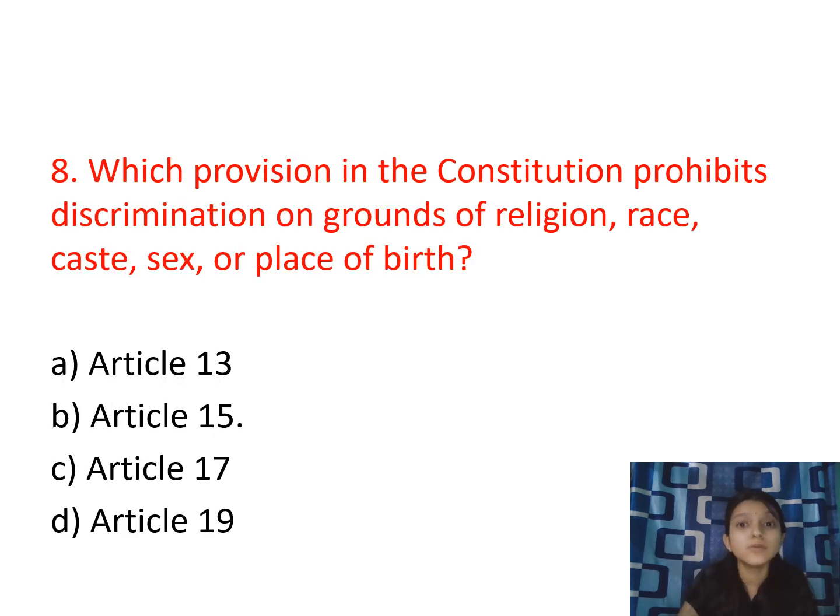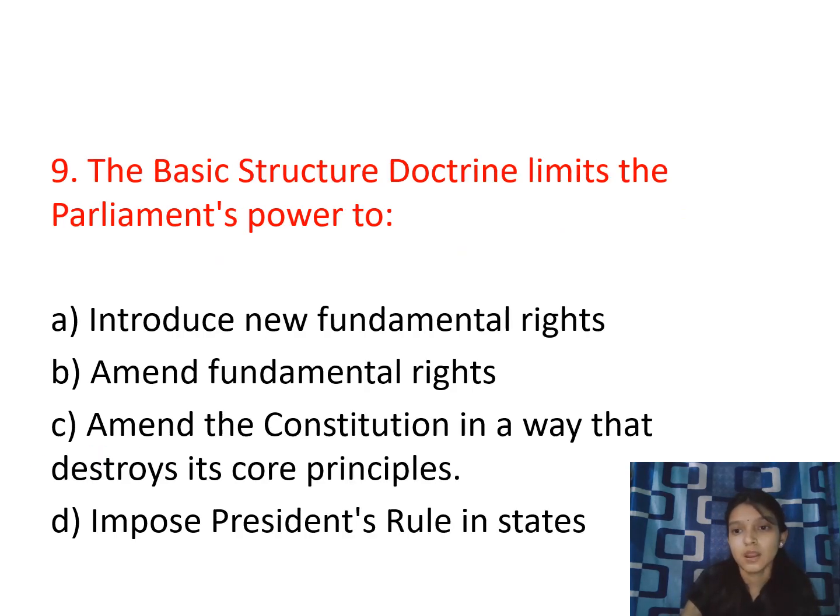The next we have, which provision in the Constitution prohibits discrimination on grounds of religion, race, caste, sex, and so on. Obviously it is Article 15 that prohibits any kind of discrimination on any ground. The next we have, the basic structure doctrine limits the parliament's power to introduce new fundamental rights, amend fundamental rights, amend the constitution in a way that destroys its core principle, impose precedents rule instead. The basic structure doctrine basically says that a parliament can amend anything and everything but without causing much harm to the basic structure.